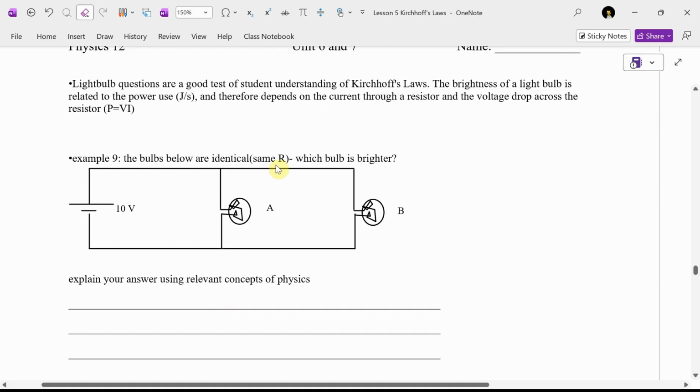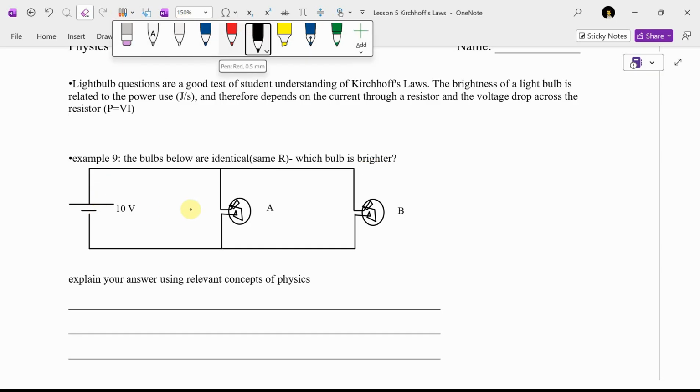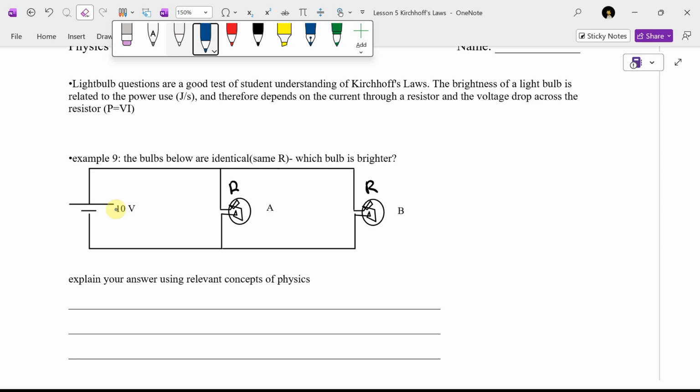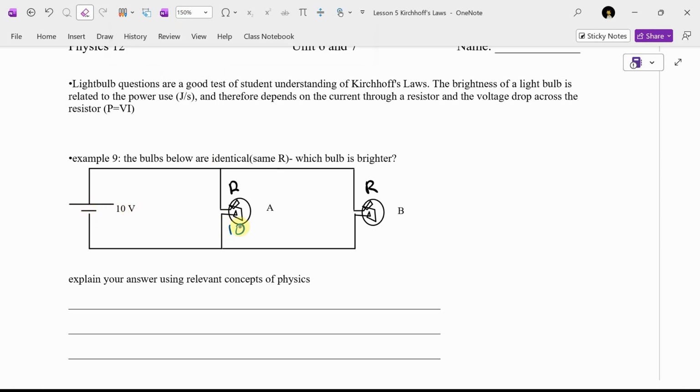It says the bulbs below are identical, same resistance. Which bulb is brighter? When I'm talking about the brightest bulb, I'm talking about the biggest wattage. Well, first of all, we can figure this out easy. They have the same R, it says that, so label them R and R. Megan, how many volts? Whee! How many volts? Look up. How many volts do I lose here? Also 10 if I ski the outer run.